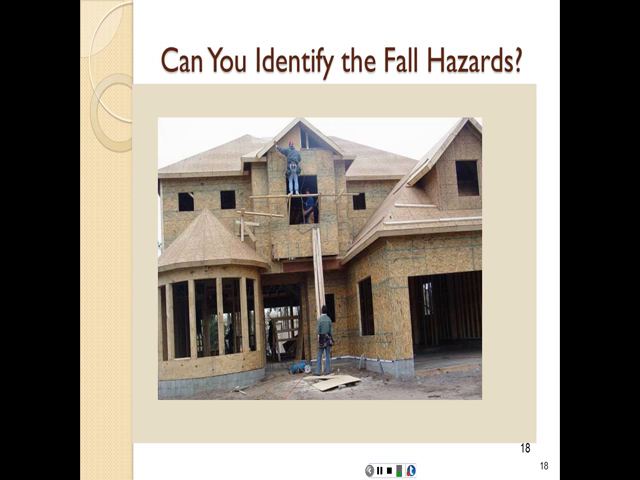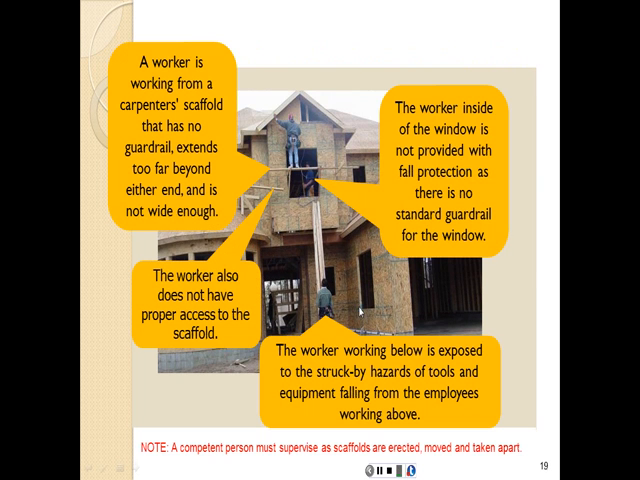Here again, more than 6 feet, no guardrails for the window, no fall protection devices for this person, no hard hat for this one here at the bottom. Several problems. So workers are working from a carpenter's scaffold that has no guardrails, extends too far beyond either end, and is not wide enough. The worker does not have proper access to the scaffold. How did he get there?